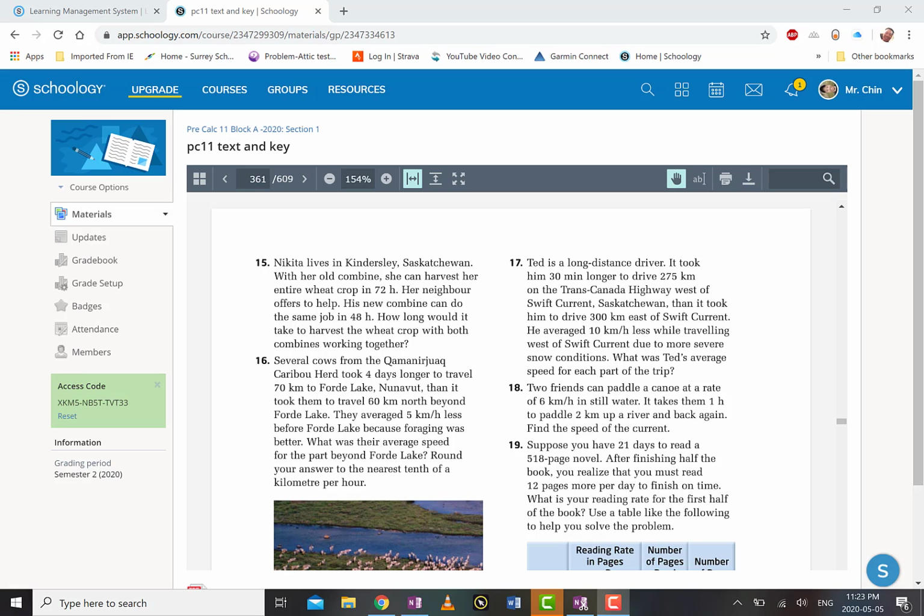Then it took him to drive 300 kilometers east of Swift Current. He averaged 10 kilometers an hour less while traveling west of Swift Current due to more severe snow conditions. What was Ted's average speed for each part of the trip?